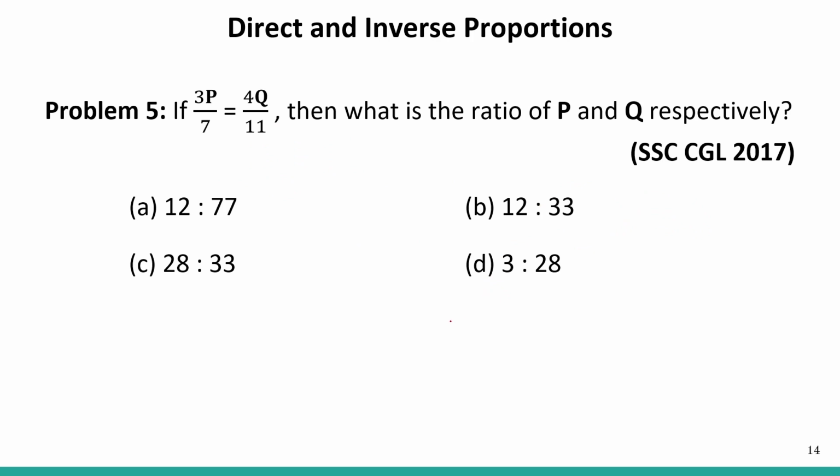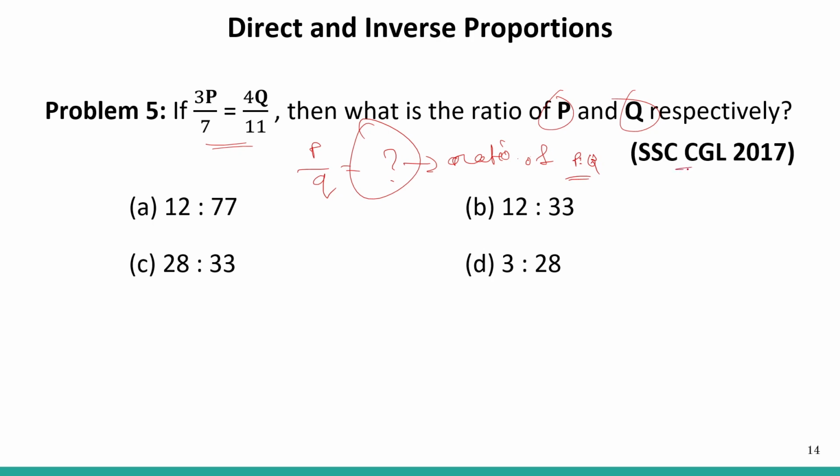So the next question, number 5, gives us that 3p by 7 is equal to 4q by 17. This is what is given to us. Then what is the ratio of p and q respectively? What we can do here is algebraically manipulate in such a way that we get p by q on one side. Then whatever we get on the other side is the ratio of p to q, right?